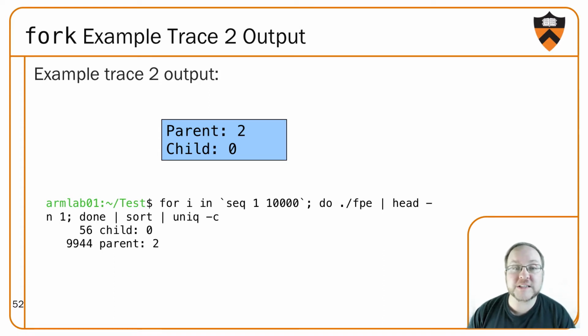As proof here on the slide, I ran an execution of many runs of this program on ArmLab, and while it is overwhelmingly the case that ArmLab chose to have the parent run first, it was not absolute. It could in fact pick either.